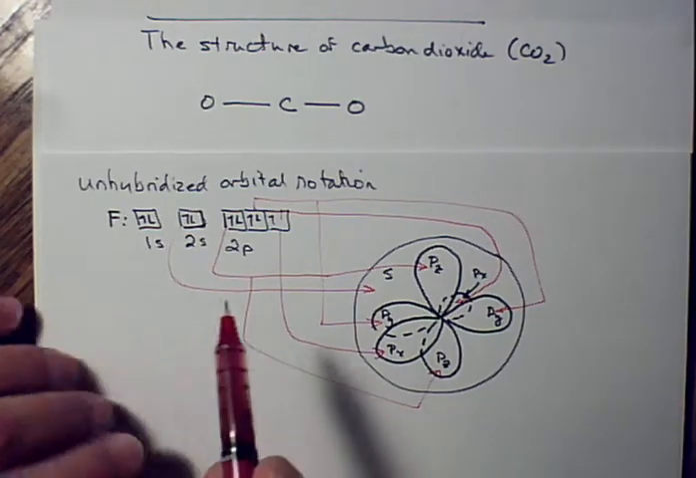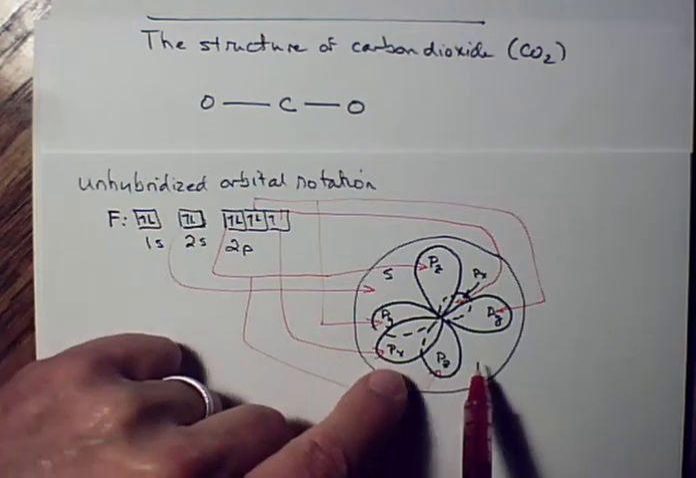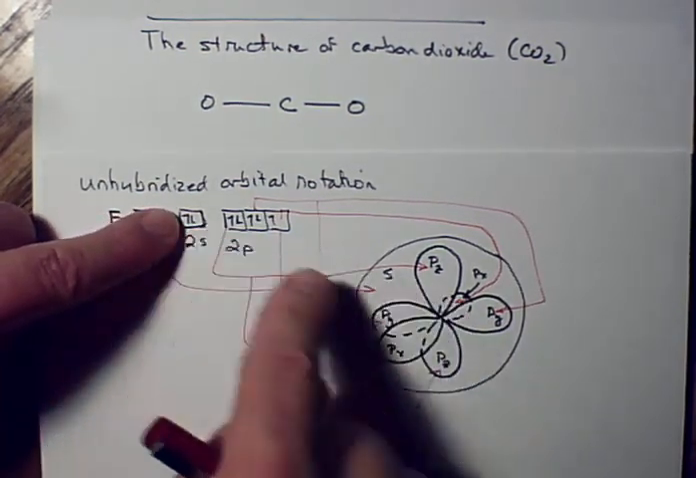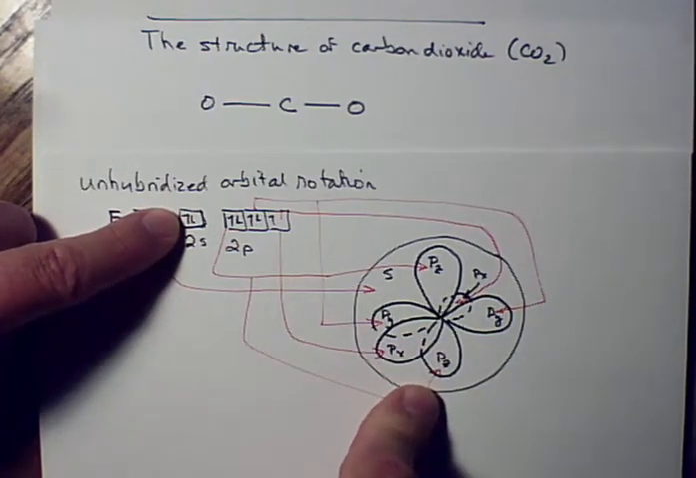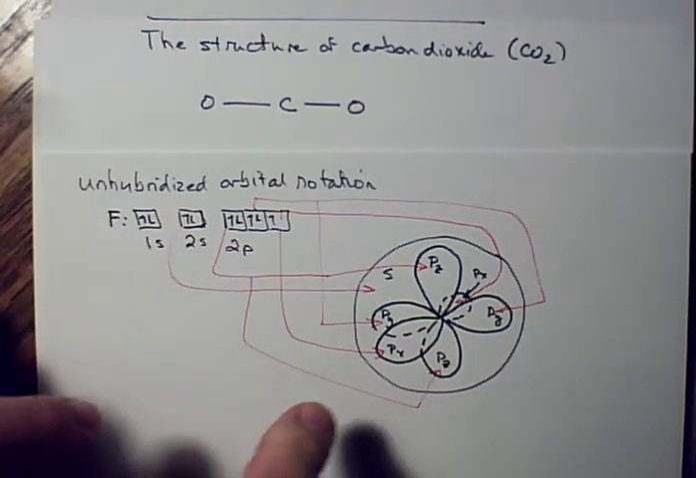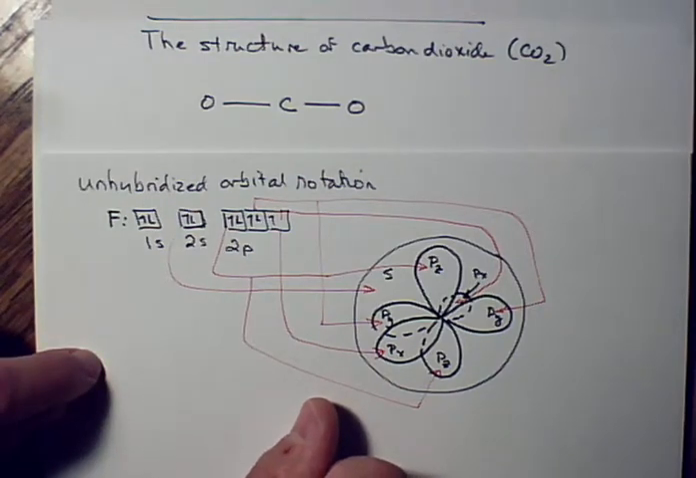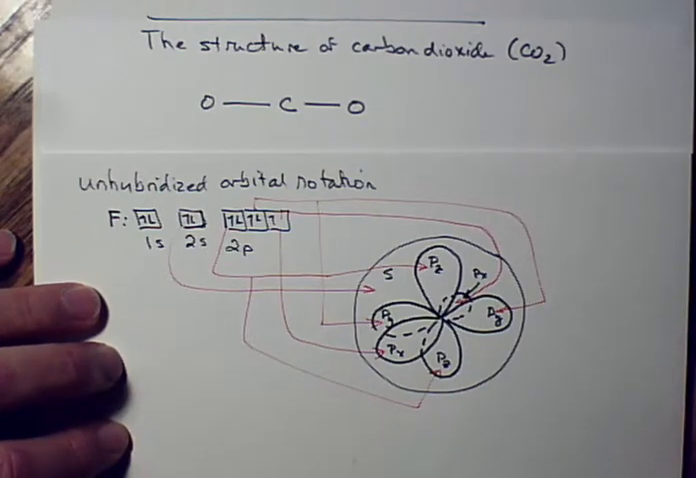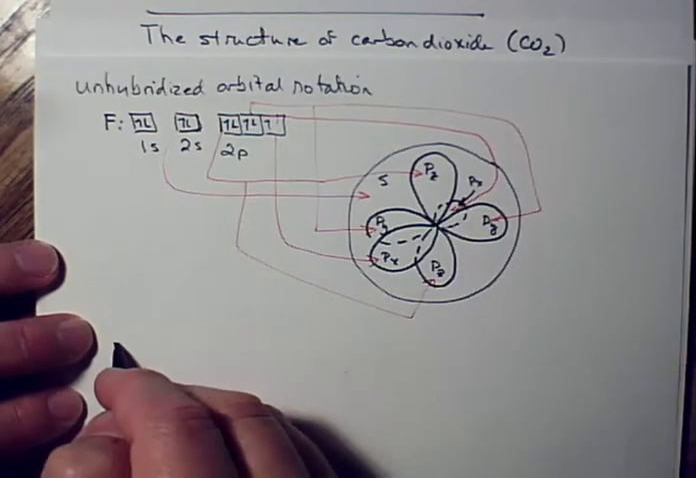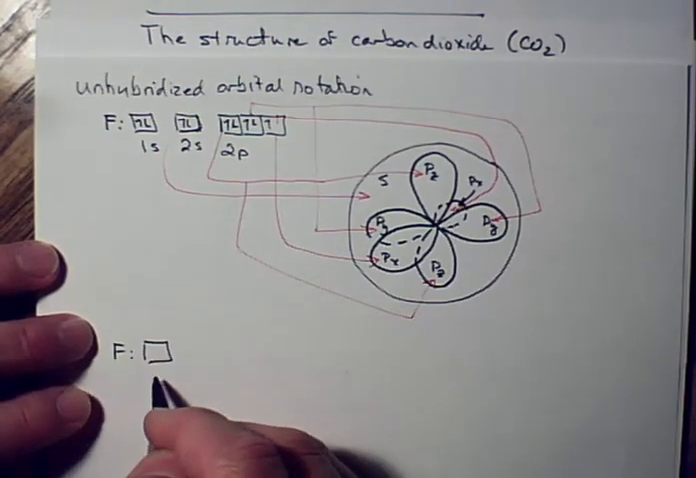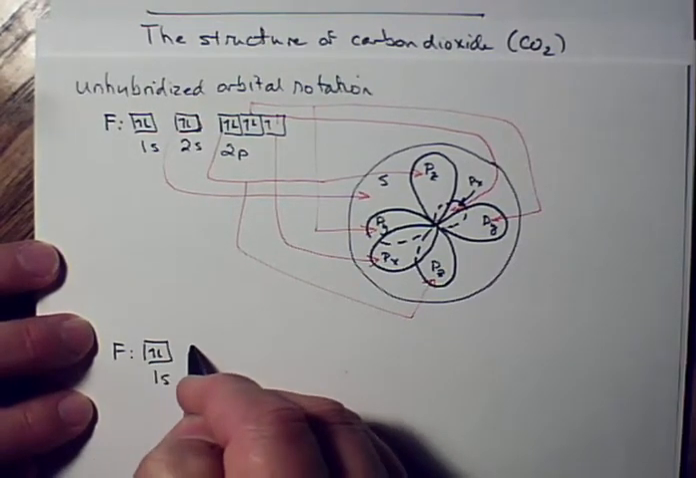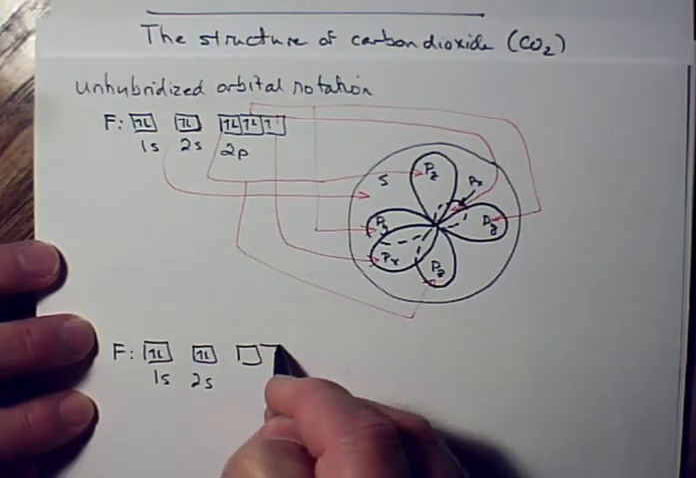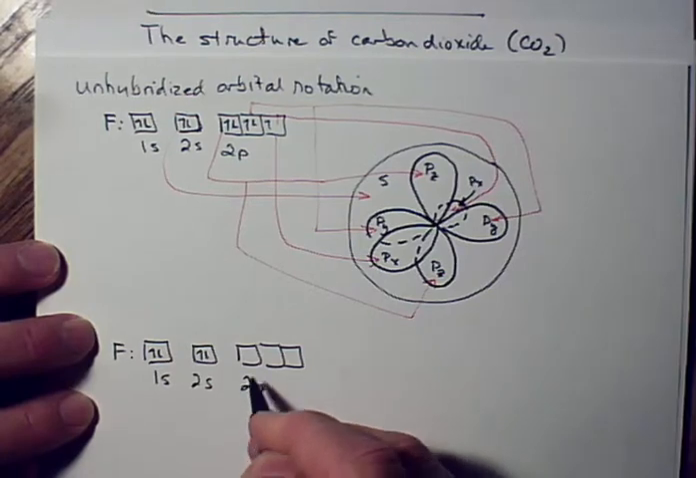So that's how orbital notation is related to the drawings we did. This is just a different way of representing orbitals in terms of being able to figure out what's going on. Okay? So here's the unhybridized set of orbitals for fluorine. All I did was redraw exactly the same thing I had up here.